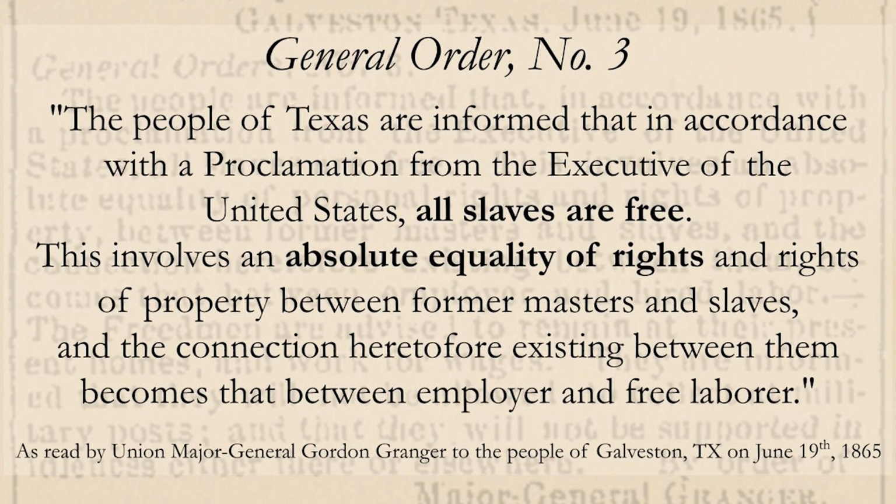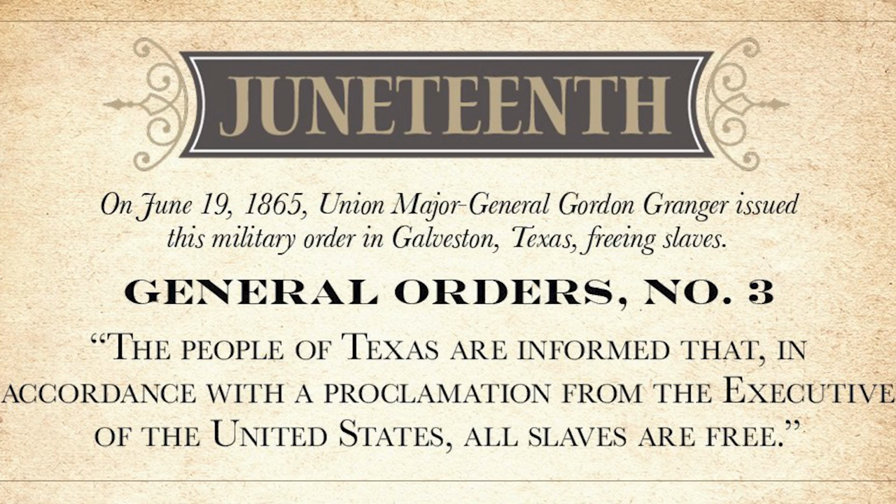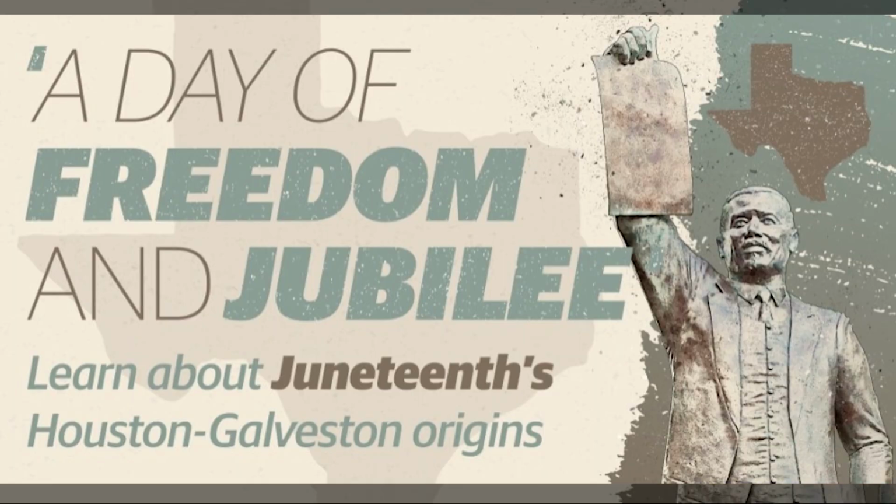Although the emancipation did not happen overnight for everyone, in some cases, enslavers withheld the information until after harvest season. Celebrations broke out among newly freed Black people as Juneteenth was born. That December, slavery in America was formally abolished with the adoption of the 13th Amendment. In 1979, Texas became the first state to make Juneteenth an official holiday.